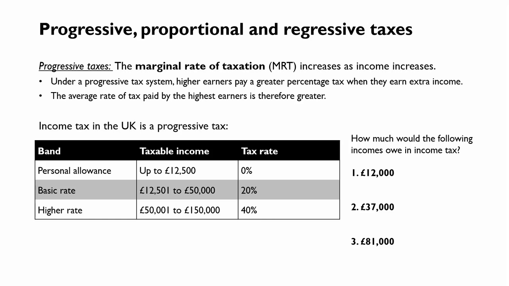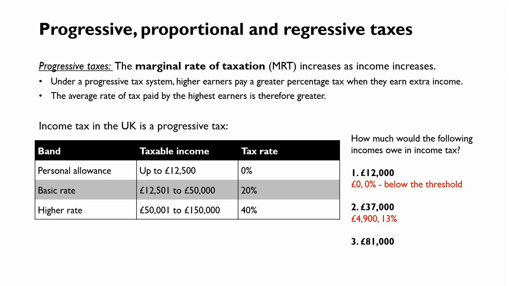Okay, here's what I got. The person earning 12,000 doesn't pay any income tax because they're below that tax-free personal allowance threshold of 12,500. Somebody earning 37,000, however, is above that threshold. They're into the basic rate, and they're going to be paying 20% of their income over 12,500, which I calculated as 4,900, which is 13% of their income.